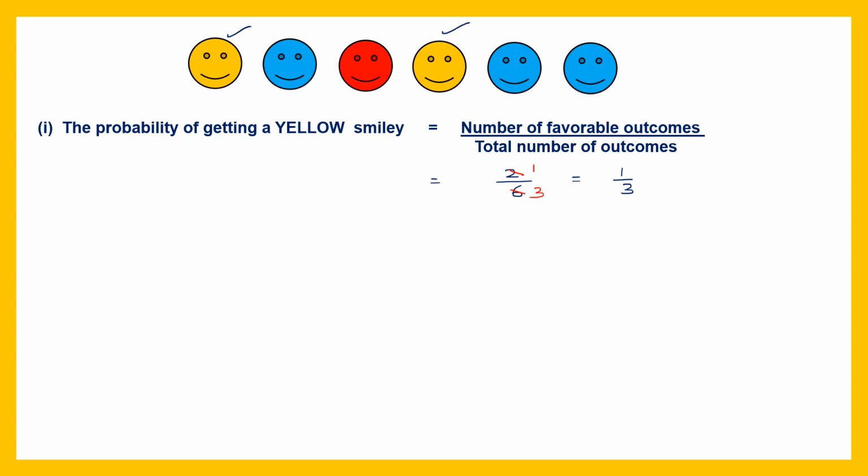Now I can have this as a fraction or I can convert it to a decimal number. When I convert this to a decimal number, I get 0.33. If I have to make this a percent, it is 0.33 into 100, which is 33%. So my probability of getting a yellow smiley in a box of so many smileys is only 33%. So it is unlikely. Okay, slightly unlikely.